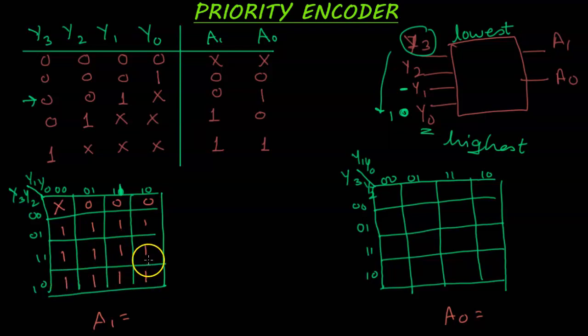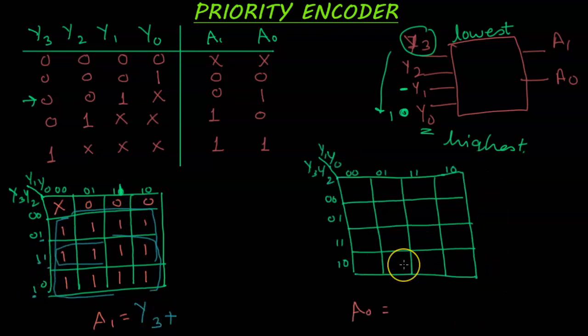So let us try and form the groupings over here. We have 2 groups. This is our first group and this is our second group. In the first group, we can see that Y3 is common in both of them. This is for Y3 is 1 and the other things are changing. So we have Y3. Then moving on to the next group, we have this group where Y2 is common. So Y2.